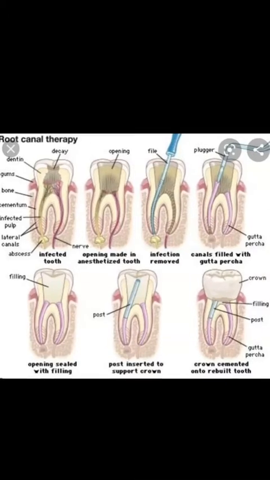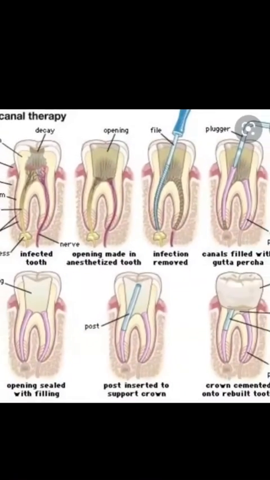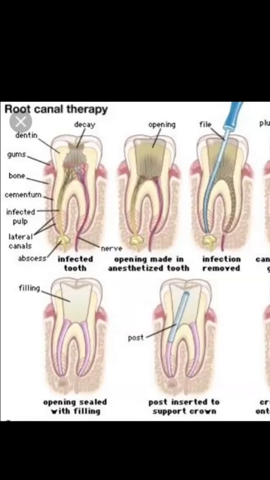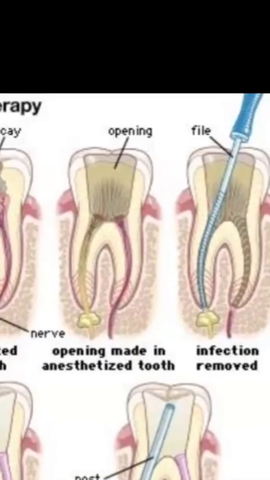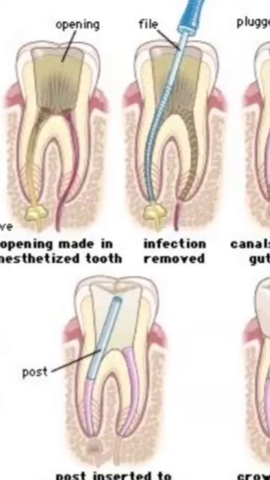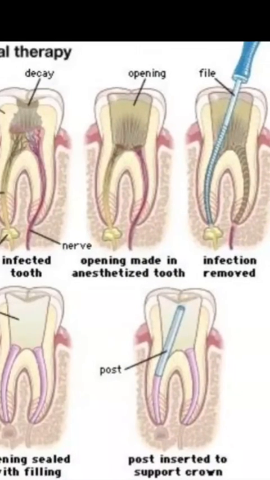So this is the infected tooth, and if the tooth is infected, then we have to open the tooth. So first we will make the opening in the anesthetized tooth. So this is the opening. We will first open the tooth, and after that we will clean the tooth.